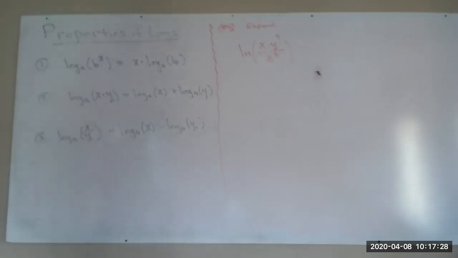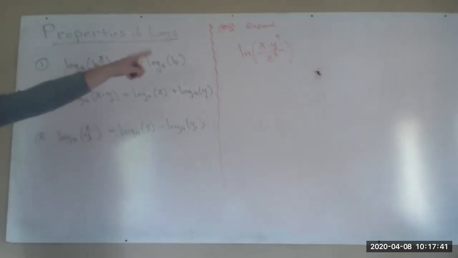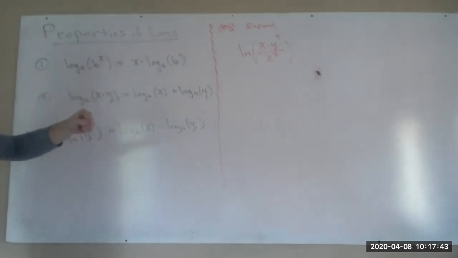So first I'm going to do something involving property 3. Because I have division inside a logarithm, I know I can write that as subtraction on the outside of the logarithm. The base a for this problem is e, and we write that as the ln. So getting used to this notation is another important part of developing the necessary logarithm skills.